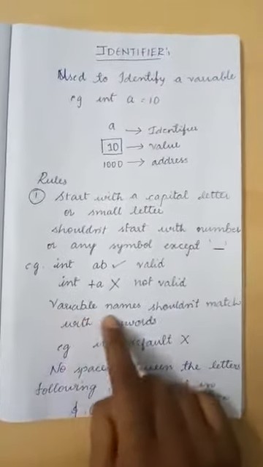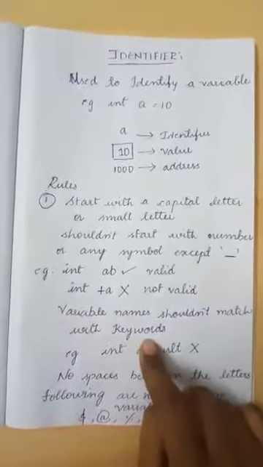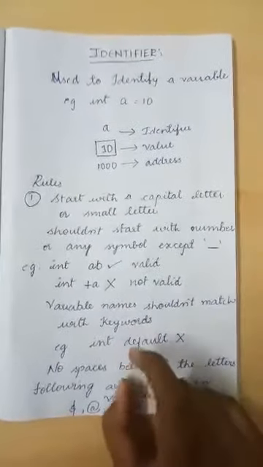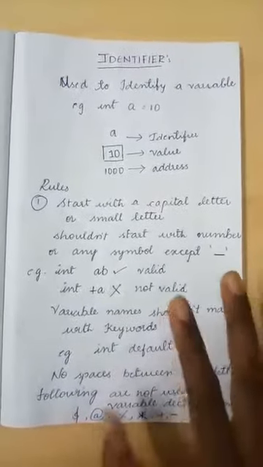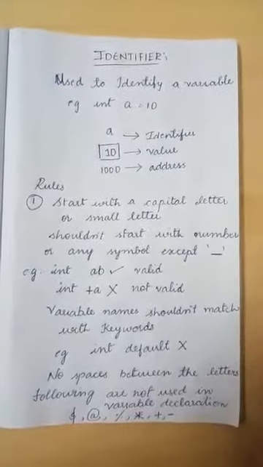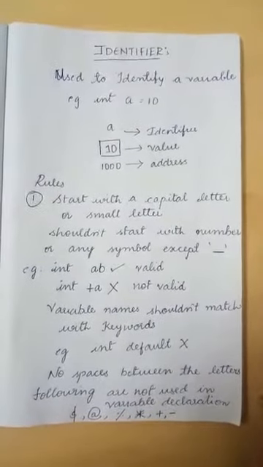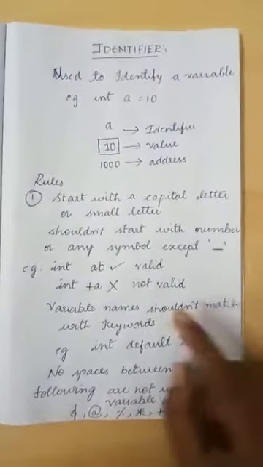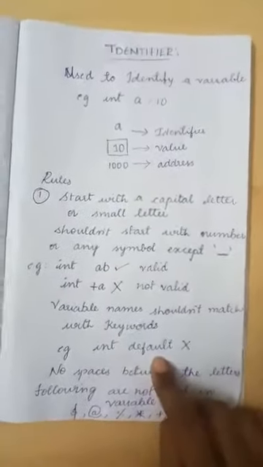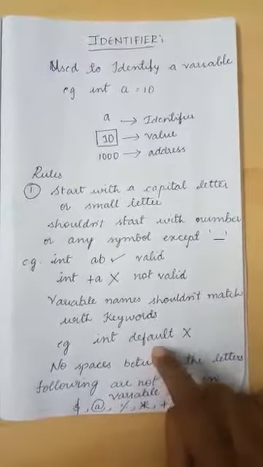Next, variable names should not match any keywords. We have many keywords in the C language, and whenever we name a variable, it should not match a keyword. We'll discuss the keywords in later videos. So int default is not a valid declaration because default is a keyword.